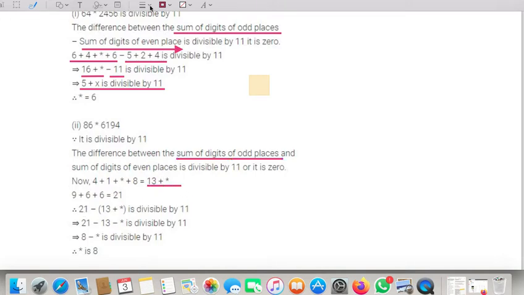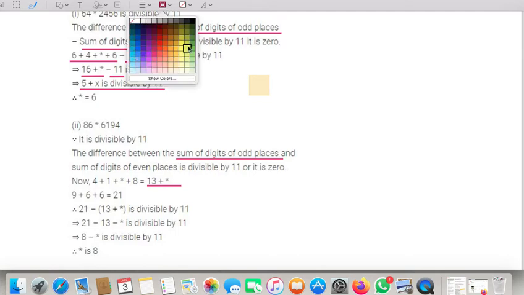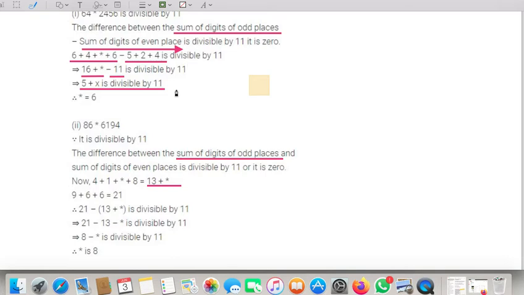Now I'll find out the sum of even place digits. So let us work out that too. What are the digits at even place? 9, 6, 6. So add them. This is what I get: 6 and 6, 12. 12 and 9, 21.